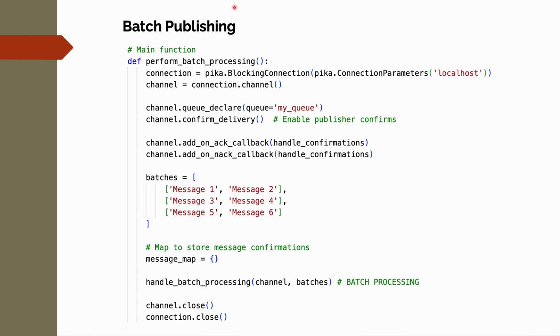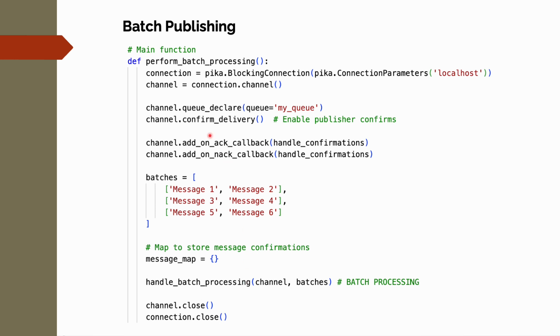Let's break down the code in the order of execution and explain how it incorporates batch processing functionality. The batch processing functionality is incorporated in the perform_batch_processing and handle_batch_processing functions. The perform_batch_processing function sets up the necessary RabbitMQ connections and configurations, defines the message batches, and calls handle_batch_processing to process the batches. Let us walk through this function.